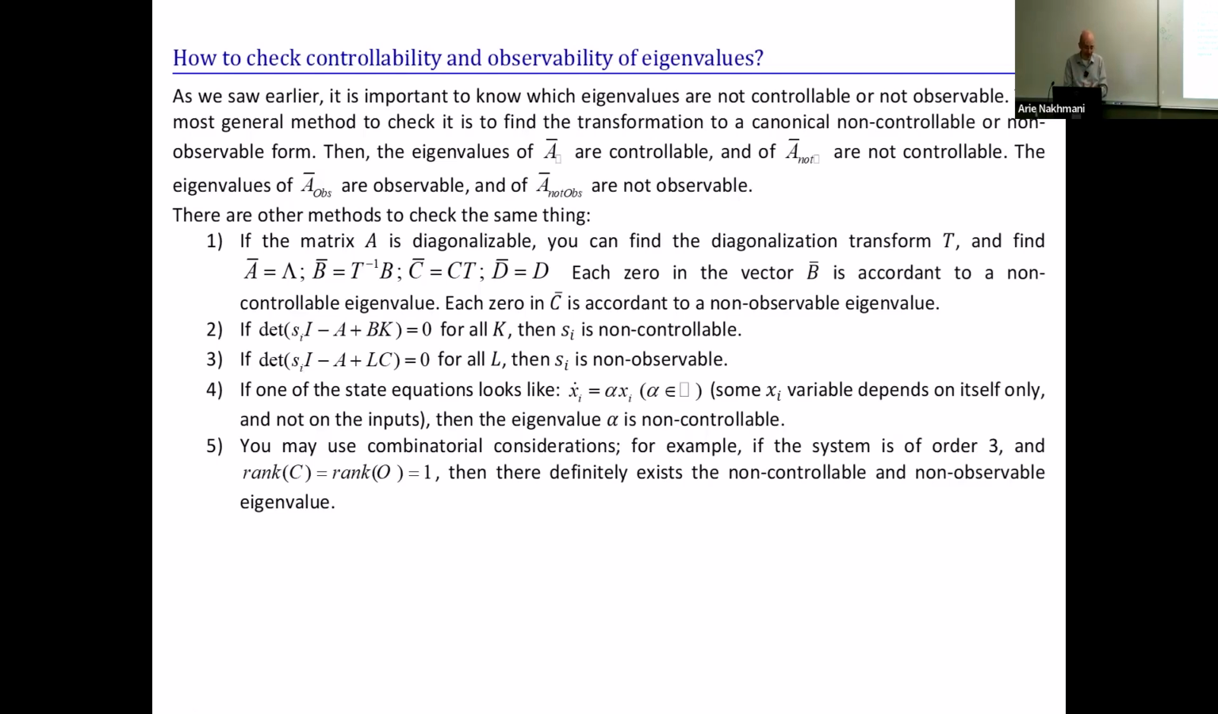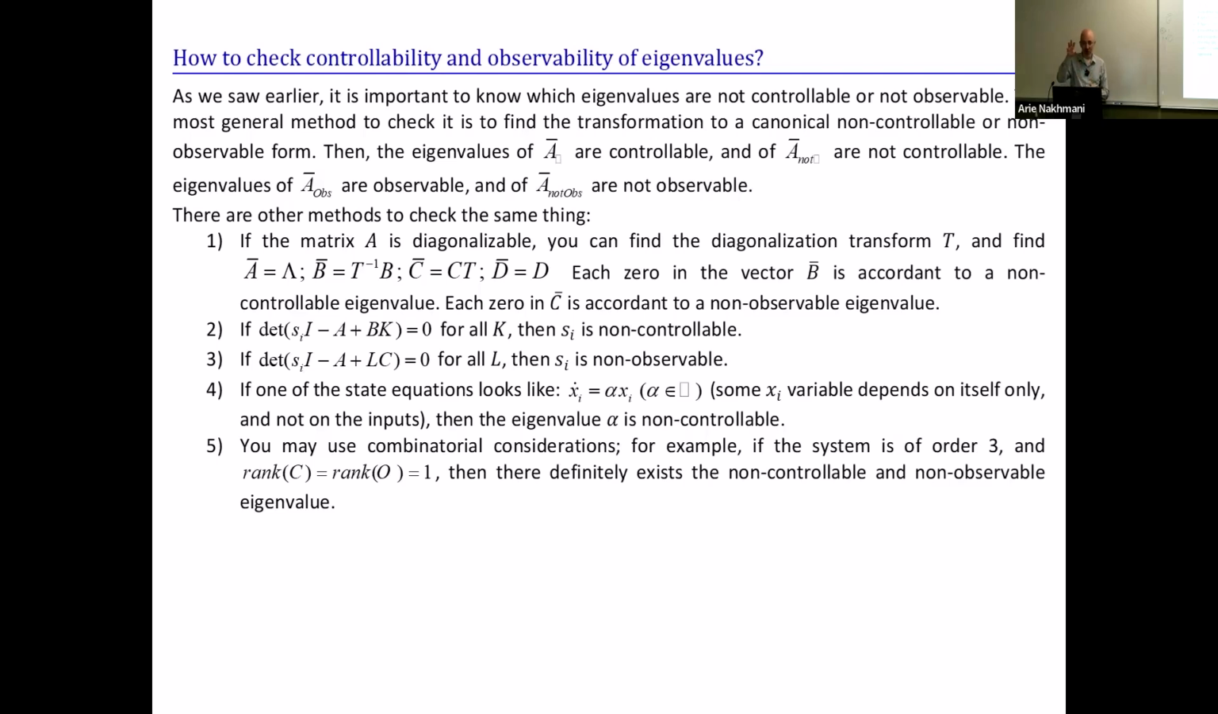And this is exactly the type of non-controllable states that we've seen on the board there. Right? This is exactly what it is. You have a state which is dependent only on itself and not on input u. So you cannot control it. So if this eigenvalue is sitting on the main diagonal of the matrix A, right? This will be multiplied by it. That's how it works.